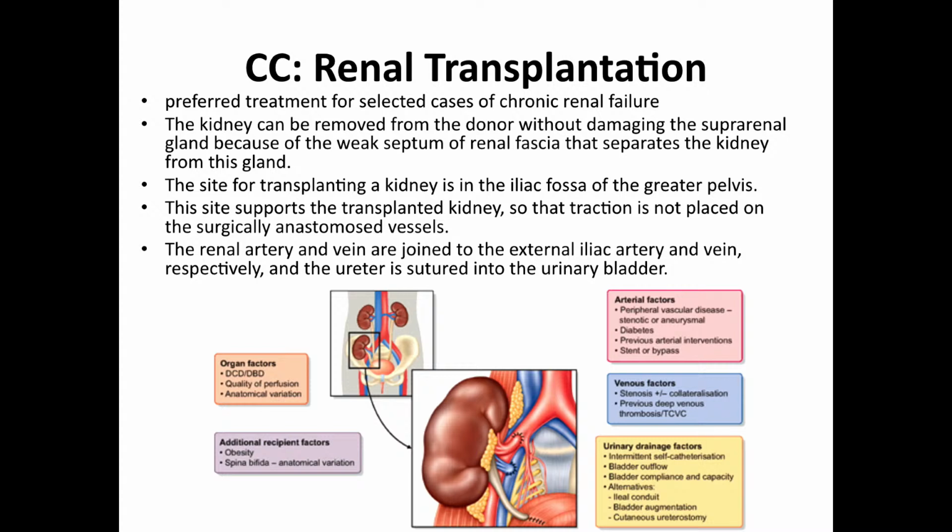The site of transplanting the kidneys is the iliac fossa of the greater pelvis. So this site supports the transplanted kidney, so that we don't have the traction, and surgical anastomosis of vessels can be done there really well. And as you're seeing on the bigger photo here, renal arteries and renal veins are joined to the external iliac artery and vein. And also the ureters are sutured into the urinary bladder.